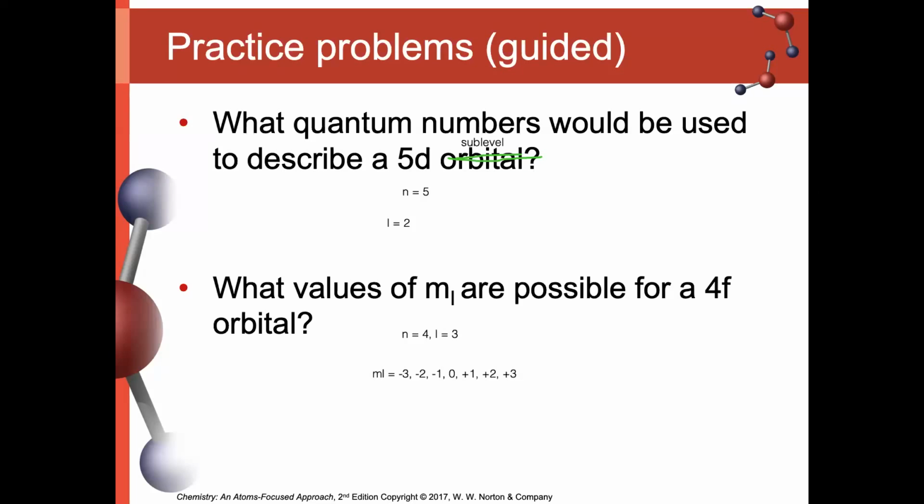In the case of the previous one, if we had drilled down to m sub L, there'd be 5 different values possible because we'd be going from -2 to +2. So you just got to be real careful about knowing what the question is asking when you get down into that. All right, any other questions?